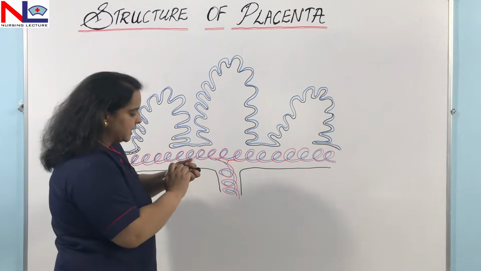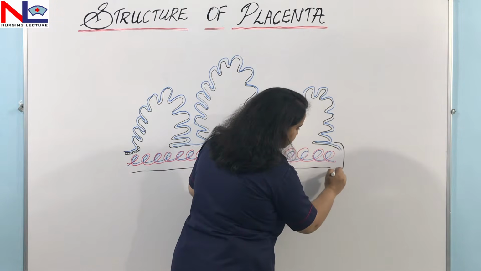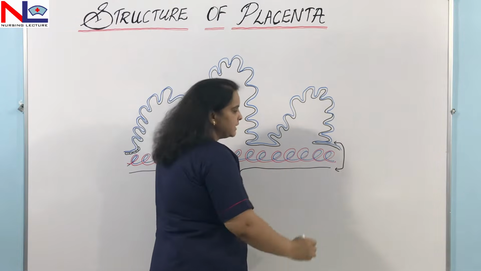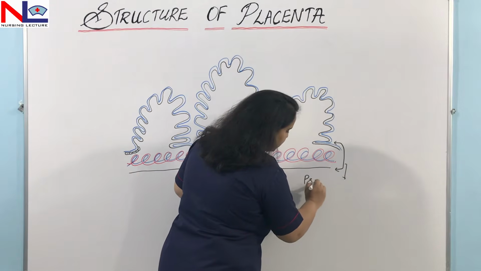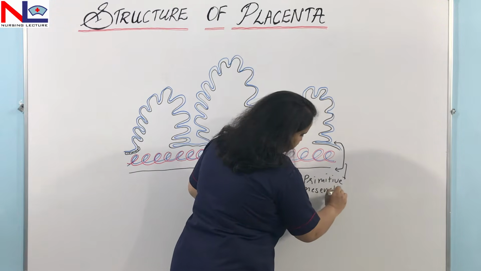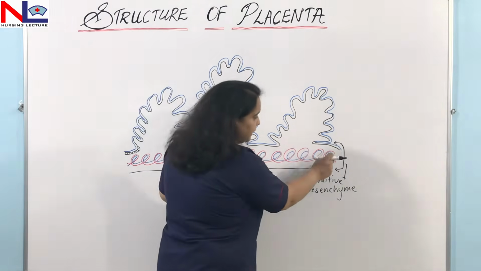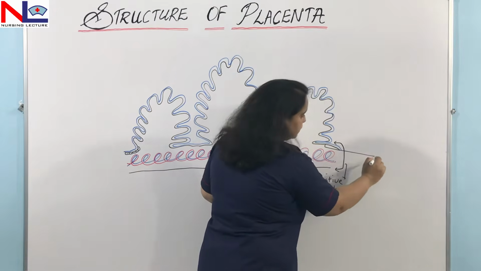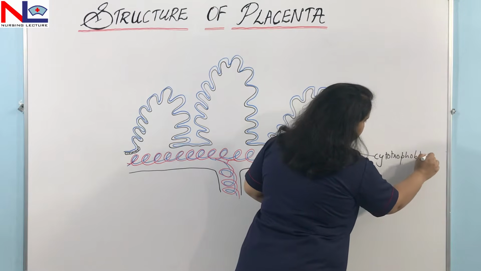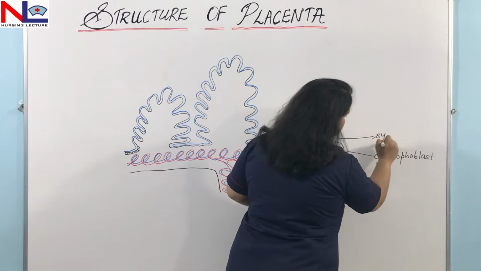So here in this figure you can see what is the chorionic plate, from here to here. The innermost lining is the primitive mesenchyme, that is the extraembryonic mesoderm containing the umbilical vessels, and the next is the cytotrophoblast, and inner to that is the syncytiotrophoblast.